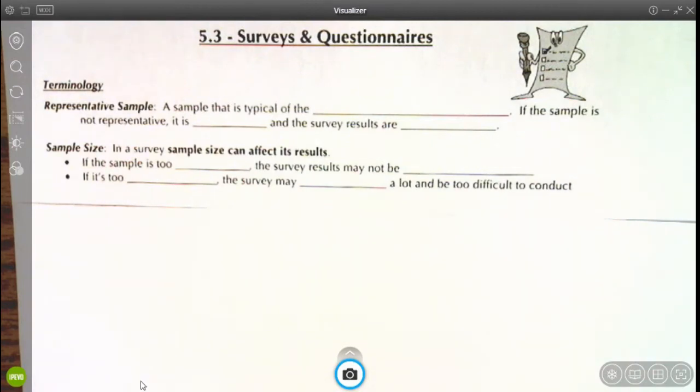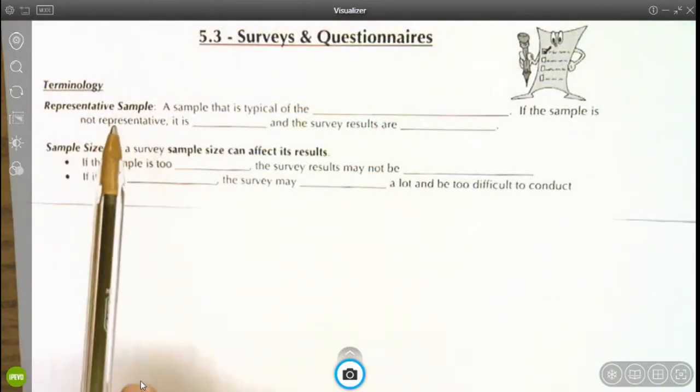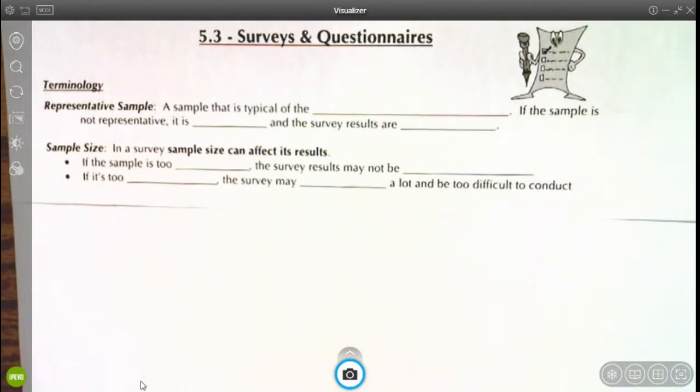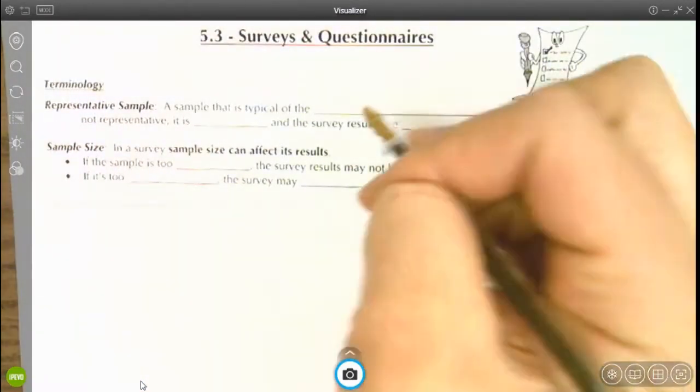In video number 2, we're looking at terminology related to surveys and questionnaires. You are going to be creating your own surveys this unit, so it is important to understand the different sampling techniques and how to come up with a representative sample. So representative sample refers to a sample that is typical of the entire population.